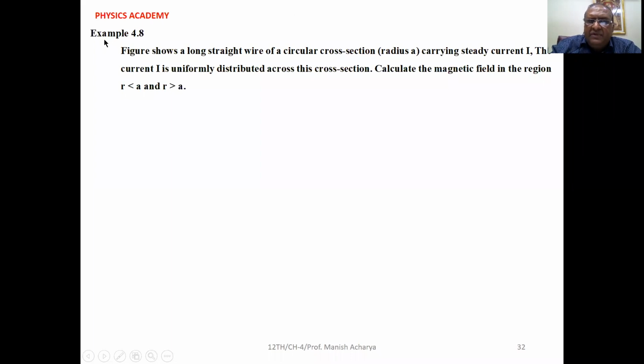See this example 4.8, that is also the application of Ampere's circuital law. Figure shows a long straight wire of a circular cross section carrying steady current I. The current I is uniformly distributed across this cross section. Calculate the magnetic field in the region r less than a and r greater than a.